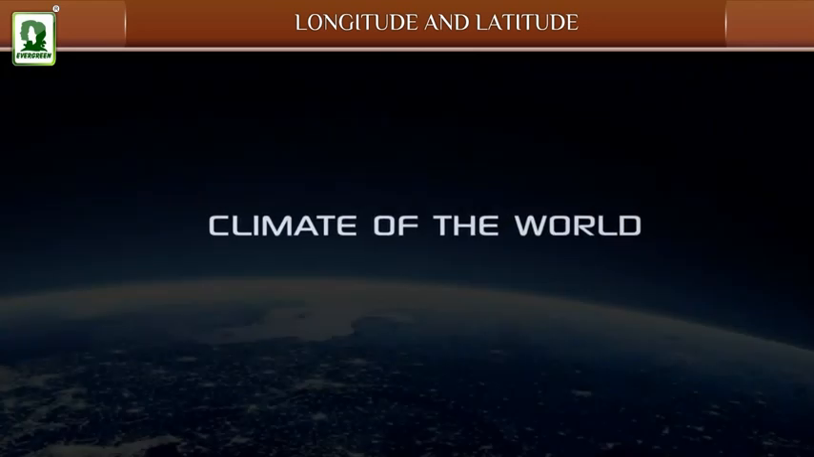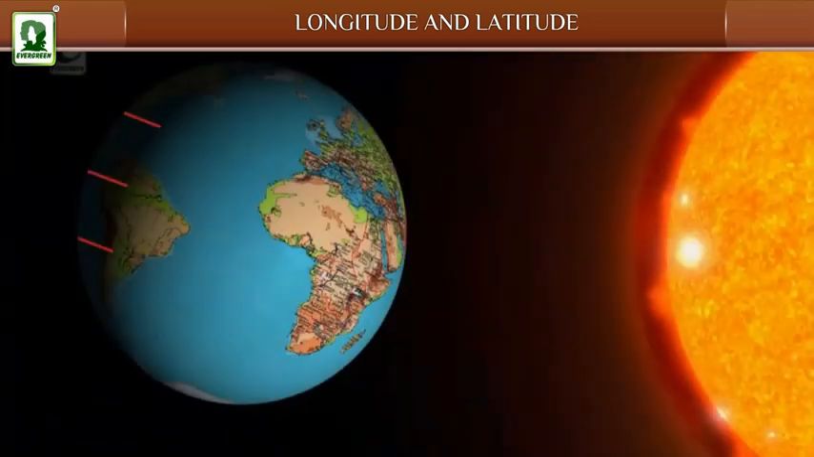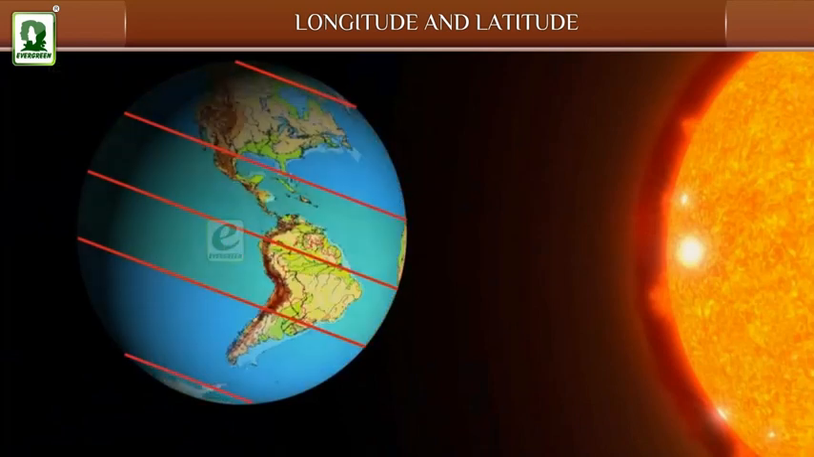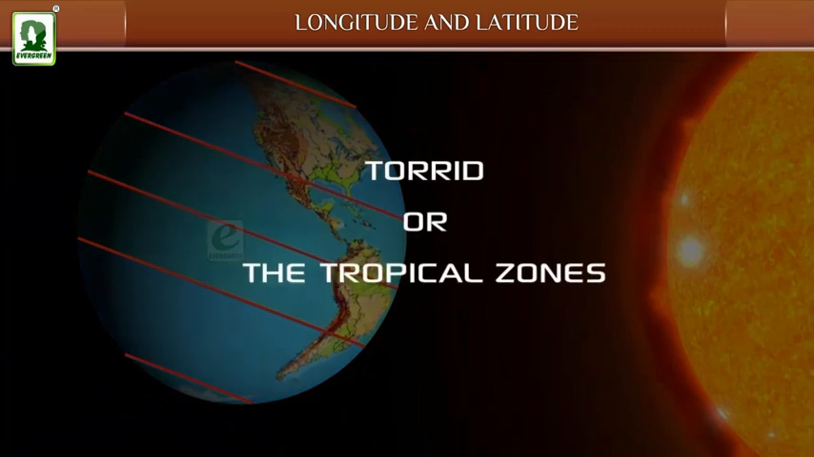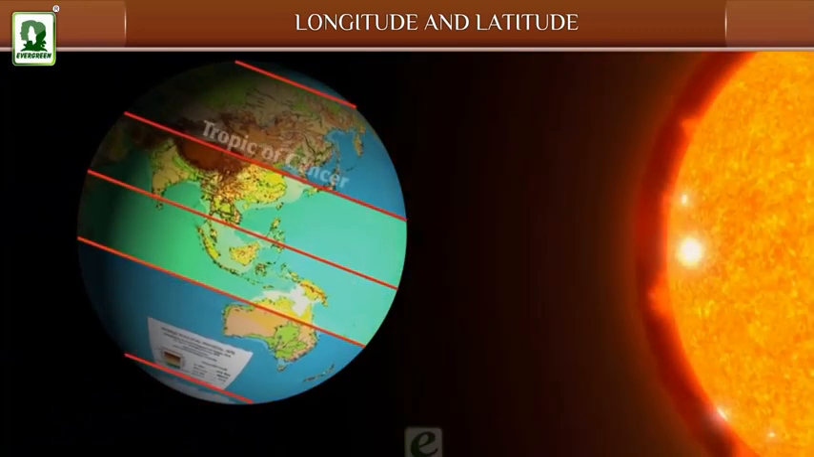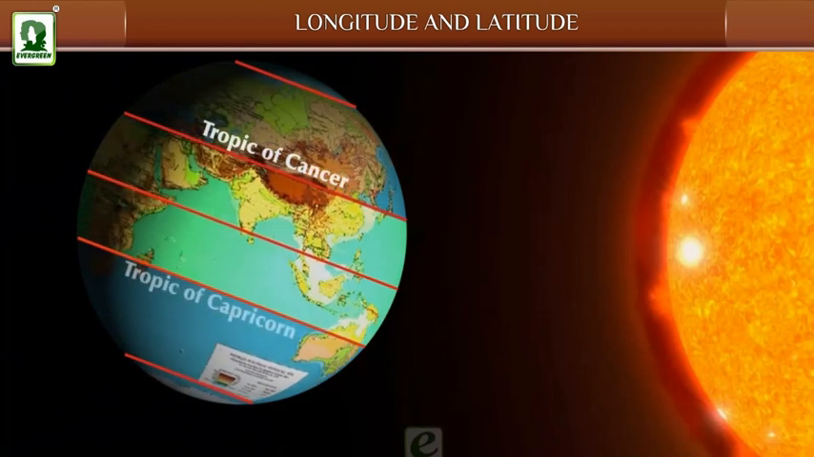Climates of the world. On the basis of latitudes, the climate of the world can be divided into three main zones. Torrid or the tropical zones. This zone falls between the Tropic of Cancer and the Tropic of Capricorn.